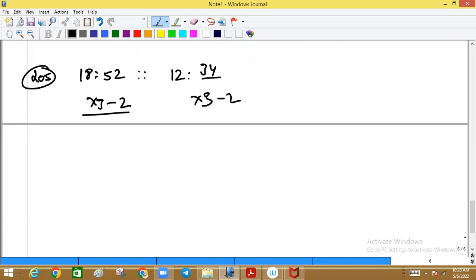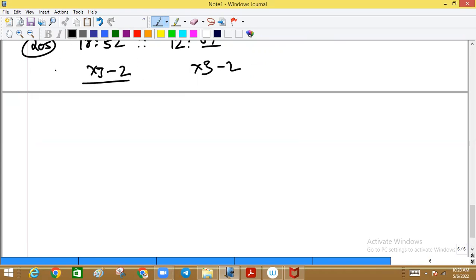Again 206. You can do it. It's very easy. So you can do it later. Now 207. Again, moderate to difficult level question, 207 also. So let's do 207.